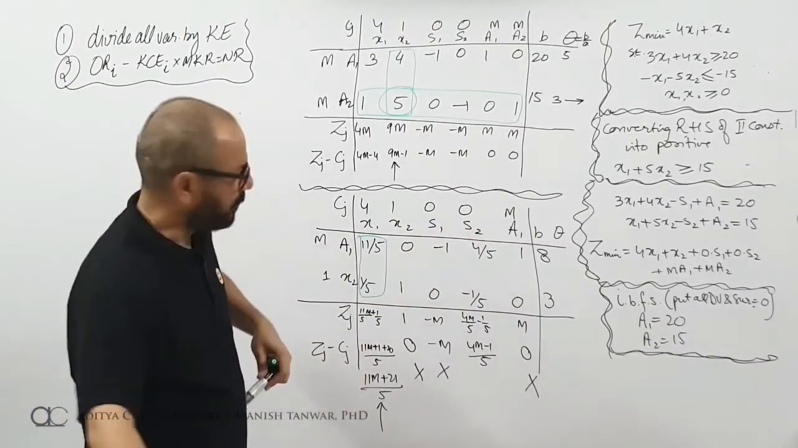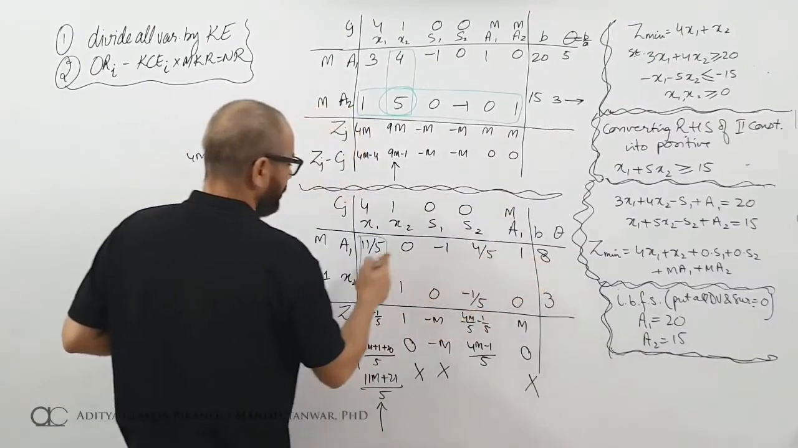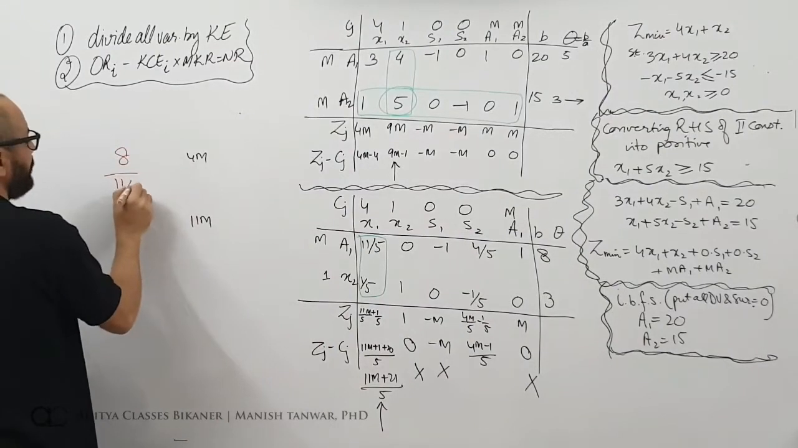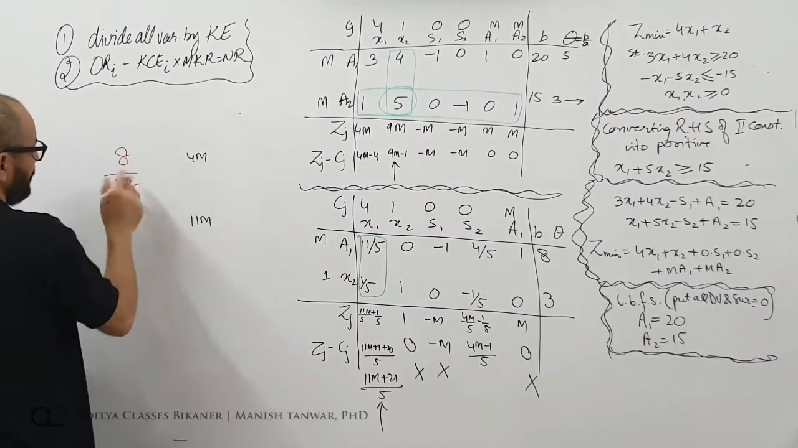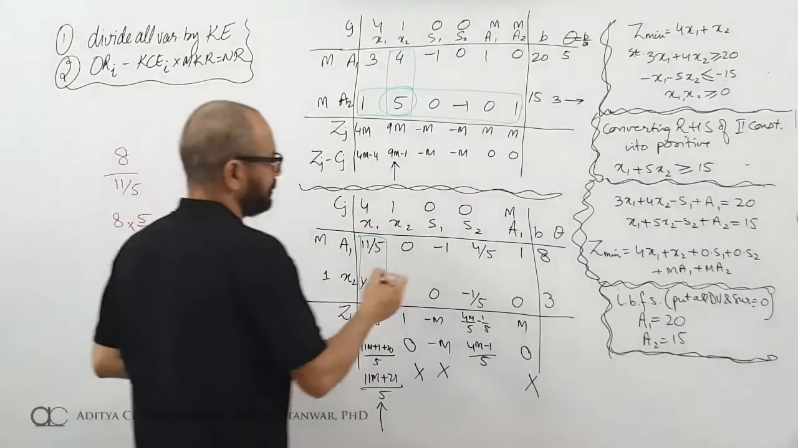Now everything is very close over here. I'll use some other pen. 8 by 11 by 5. 8 remains same, 5 by 11 gets flipped. So you get 40 by 11.